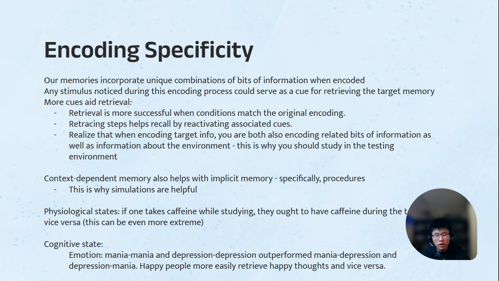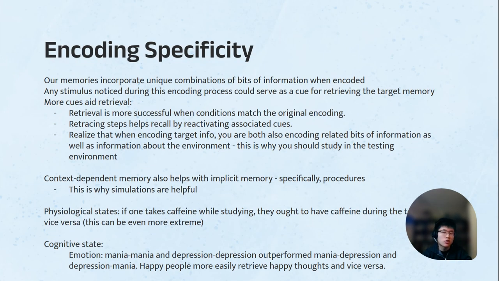And it explains why retracing steps and actually physically being in an environment where you've lost an item can help you with recall, because it reactivates associated cues. Realize that when you're encoding target information, you're also encoding the bits of related information, as I said before, including information about the environment. This explains why you should study in a well lit environment with no distractions. This will be similar to an environment which you are tested in.